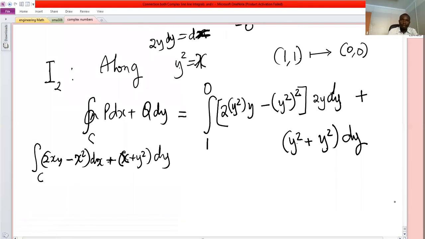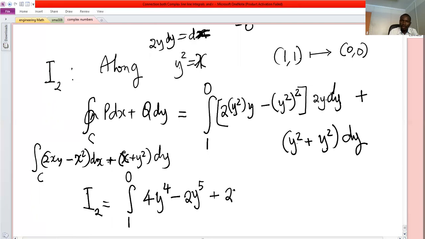So I'll have my I2 will now be the integral from 1 to 0. This will be 2y, remember, this will be y to the power 3, so I have y to the power 4, but 4 was 2 by 2. y to the power 4 minus this y to the power 4, I multiply by this y to the power 5, and then 2y to the power 5, and then this one will give me 2y squared, and then we are integrating with respect to y.